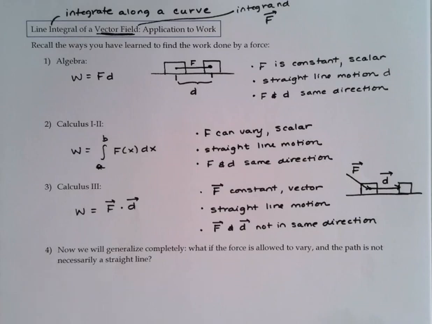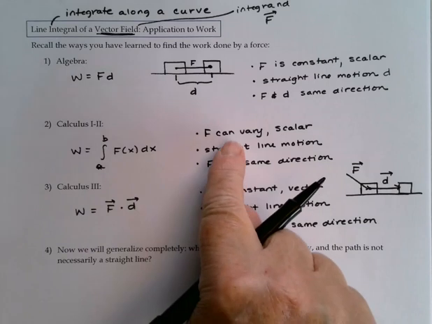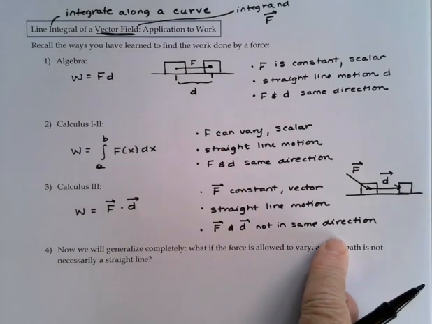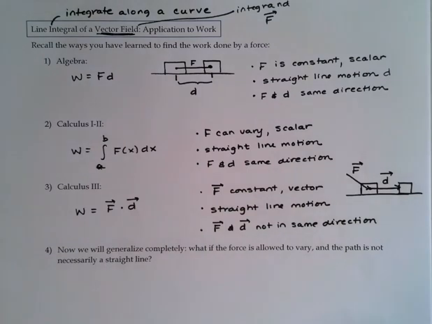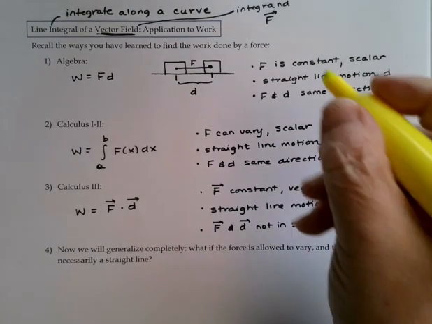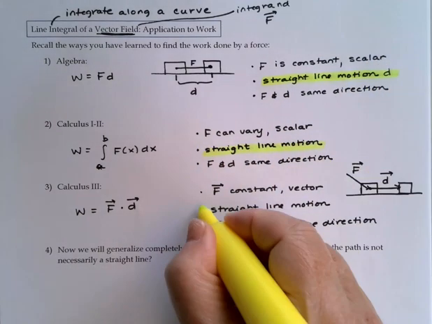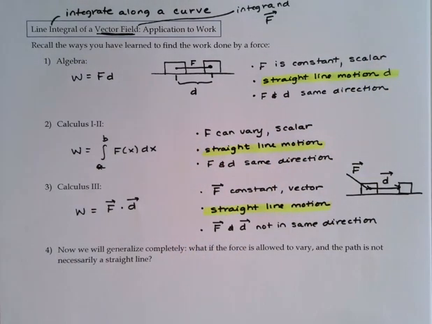So far, we've dealt with issues where the force can vary. We've dealt with times where F and D were not in the same direction. But notice the one thing that stayed the same every single time. We always had to have this straight line motion. No matter what, we were never able to get away from that. That's what we're going to concentrate on now.